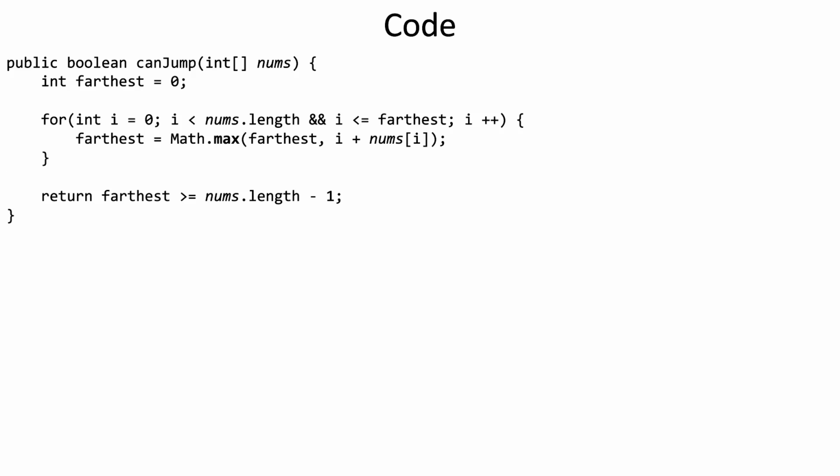Finally, we return whether the farthest is greater than or equal to the nums.length, which means we can reach the end of the array. Since we iterate over the array once and do nothing else, the time complexity is O of n.